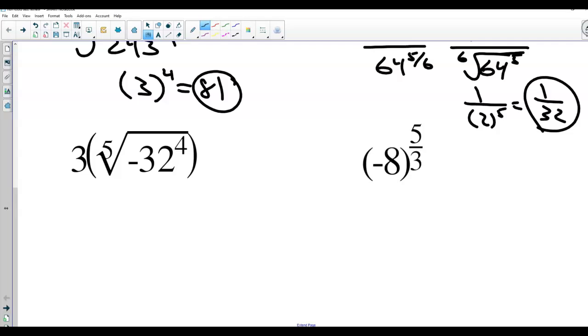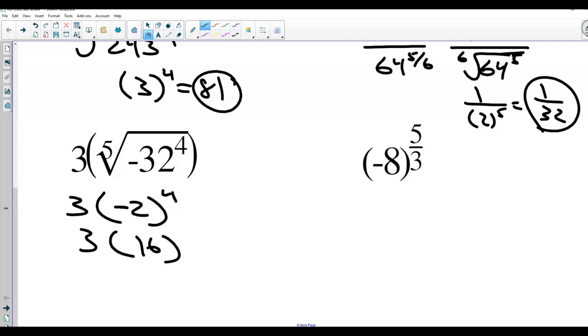The 5th root of negative 32 is negative 2. I'm now raising that to the 4th. Negative 2 to the 4th is a positive 16. Whenever you raise a negative number to an even exponent, it becomes positive. Negative 2 times negative 2 is 4. 4 times negative 2 is negative 8. Negative 8 times negative 2 is 16. And 3 times 16 is 48.